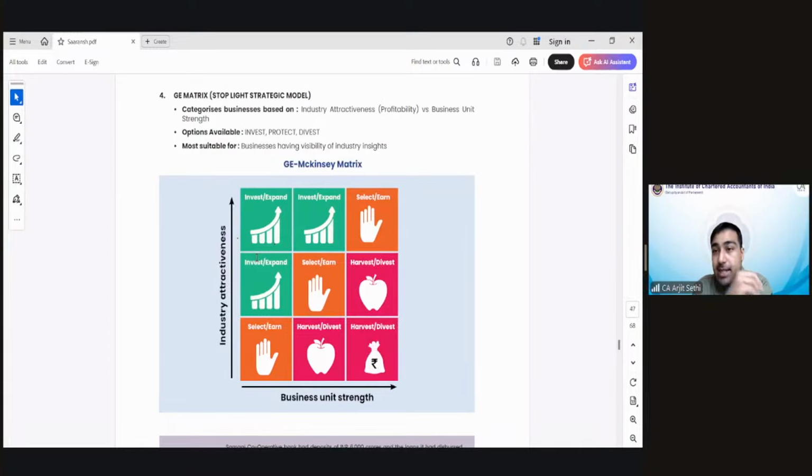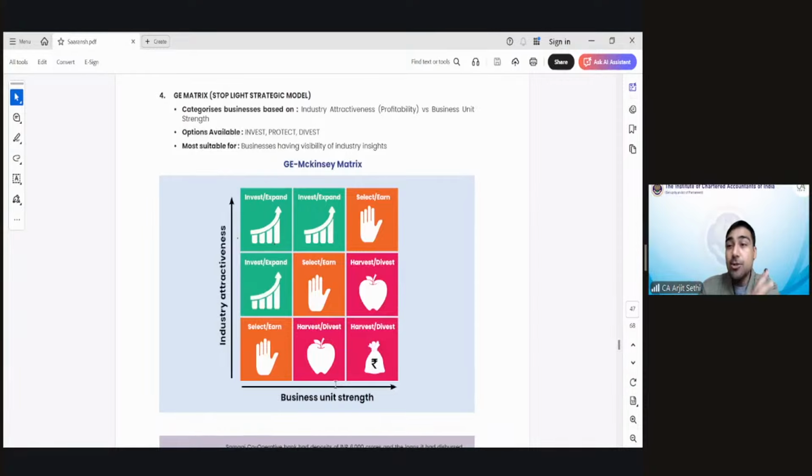So the GE matrix, based on industry attractiveness and business unit strength, helps identify if the industry is very, very attractive and your business unit strength is also high. What do you do? You expand, you grow.